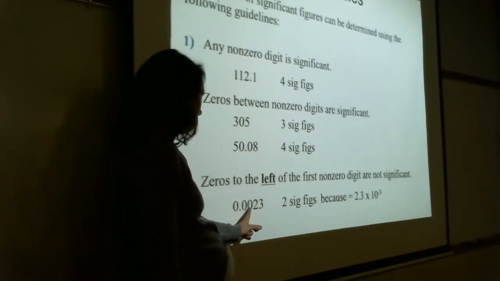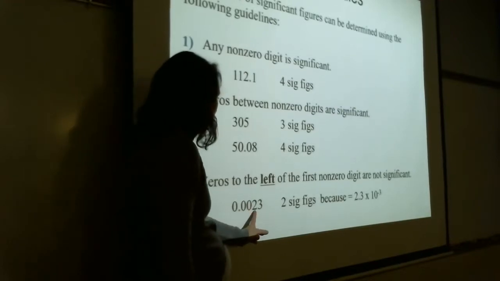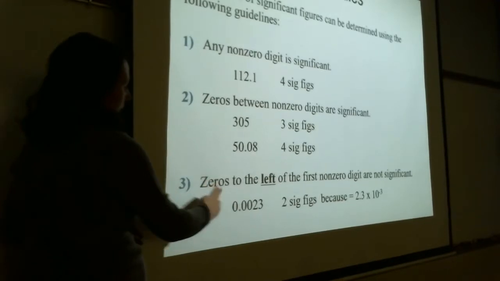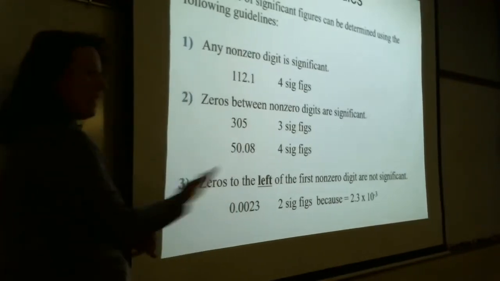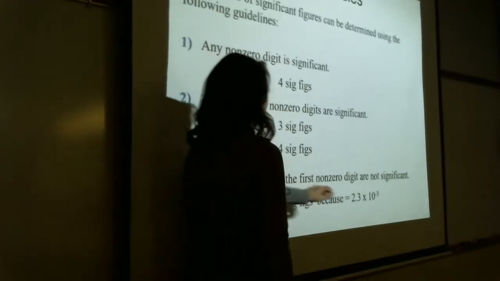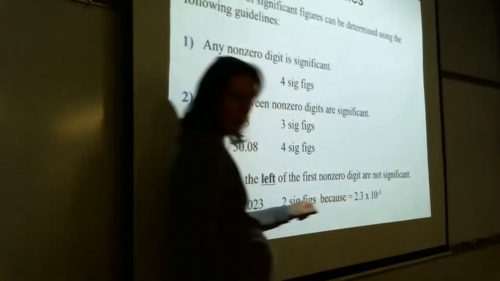They're just placeholders. What did I measure? I measured these two values. Okay, so this value has 2 sig figs. Any zero to the left is insignificant. When you write that in scientific notation, they go away, right? What you're left with are the significant figures.